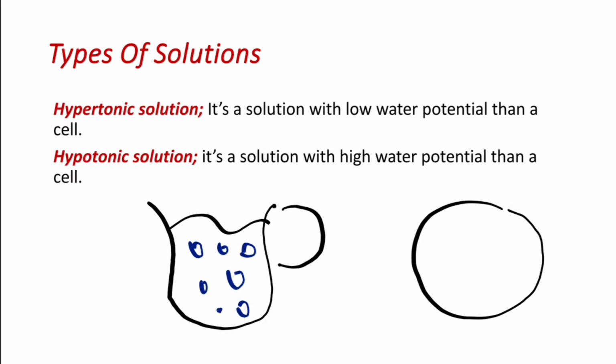So when you look at what is in our cup, you notice that there are more water molecules in our cup. So we've got 5, 6, 7 water molecules. And then in our cell, we've got 3 water molecules. Then the solute in our cup, we've got 1, 2, 3. And then in our cell, the solute, 1, 2, 3, 4, 5. So now, in this case, our cup has got more water molecules compared to our cell. In other words, our cup has got high water potential than our cell. Our cell has got low water potential in this case. It has got low amounts of water molecules.